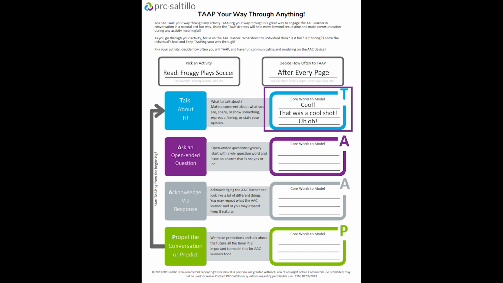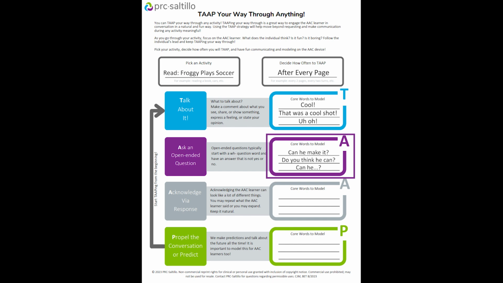First, you talk about it. We suggest modeling the words cool and uh-oh. You can say, cool! That was a cool shot. Uh-oh! Or whatever else grabs your AAC learner's attention. Next, you ask a question and wait for a response.